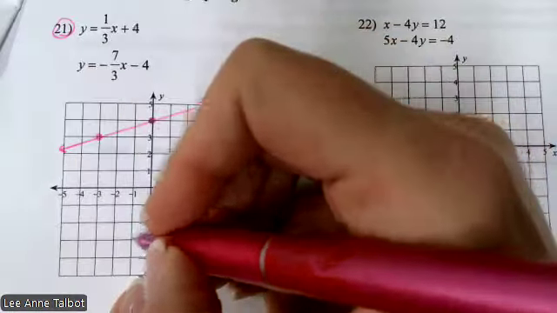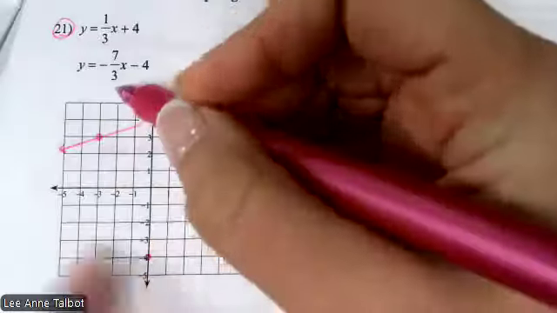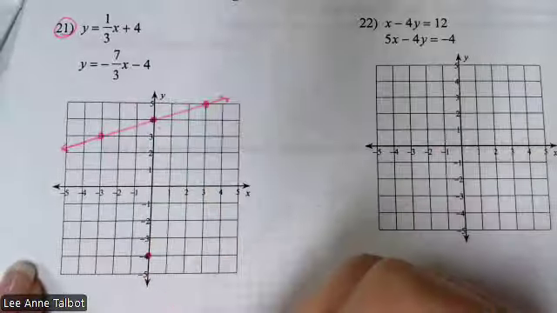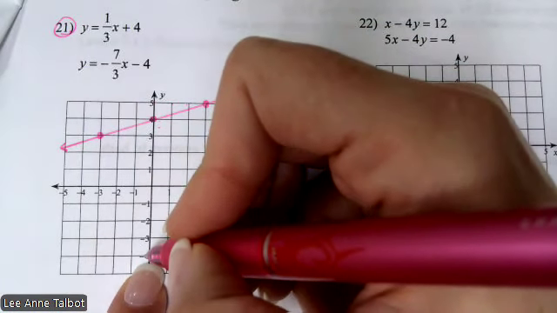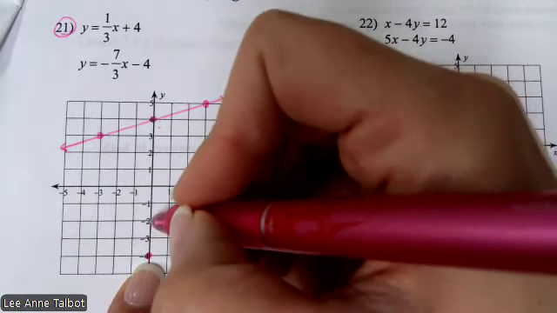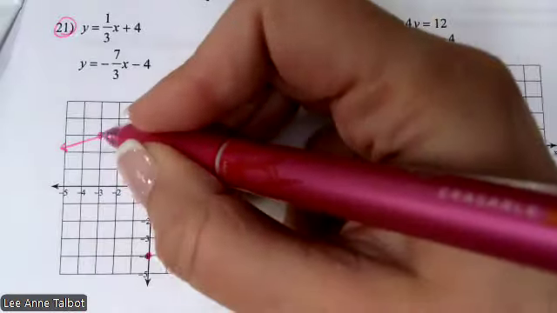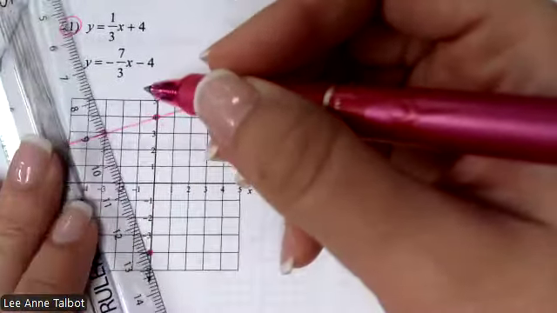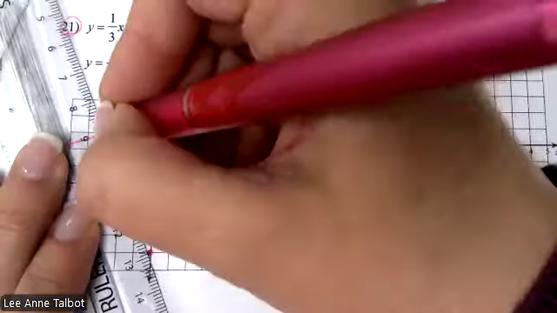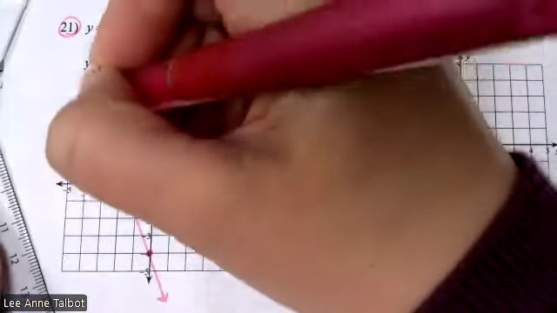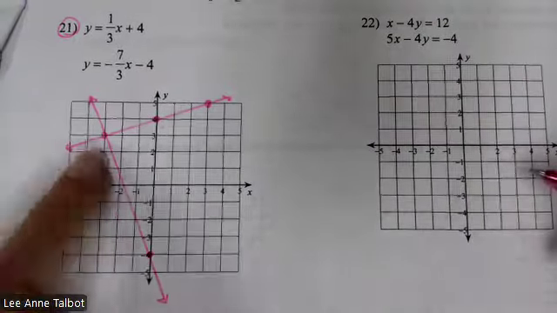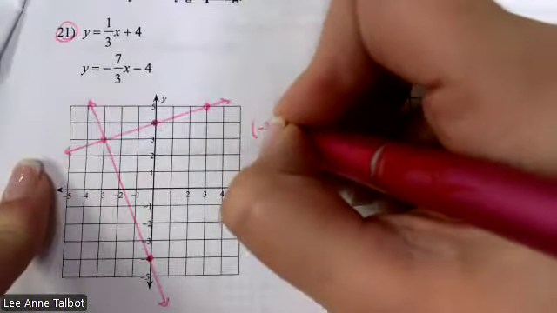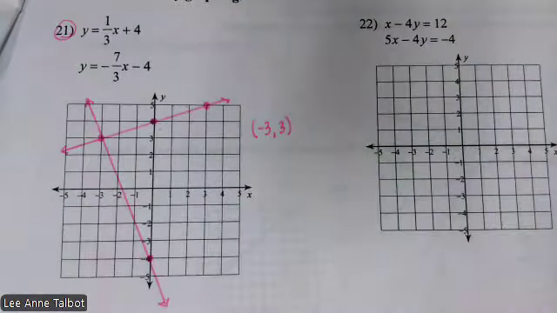Okay, second line. Start with the -4, down 4, make a dot. And this one, the slope is -7/3. You're supposed to go down 7 over 3, but we can't. We're way off the graph. So what do we do instead? Up 7, back 3. Beautiful. 1, 2, 3, 4, 5, 6, 7. 1, 2, 3. Oh, look at that. It's like they set it up for us, because they did. Okay, final answer is the coordinate where they cross: -3, 3.